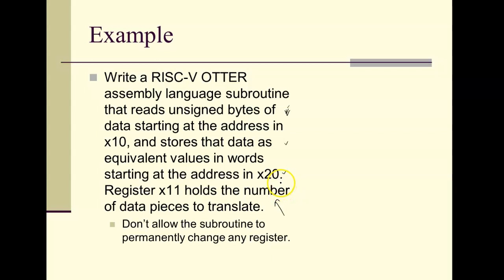So what's being passed to this function is a value in x10, which is the address of the bytes, a value in x20, which is the address of where I want to store the associated words, and the number of times I want to do that is written in x11. The first thing I want to do here is draw a flowchart. I think typing this out worked better than trying to do it by hand. I think it was quicker. Let's do this.